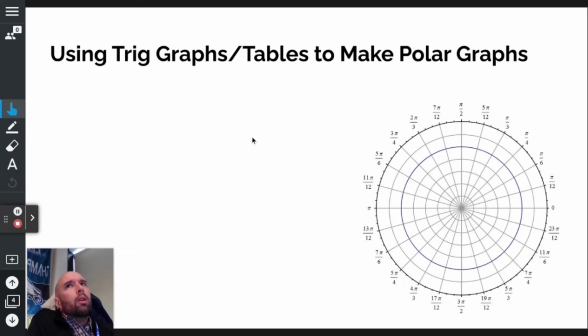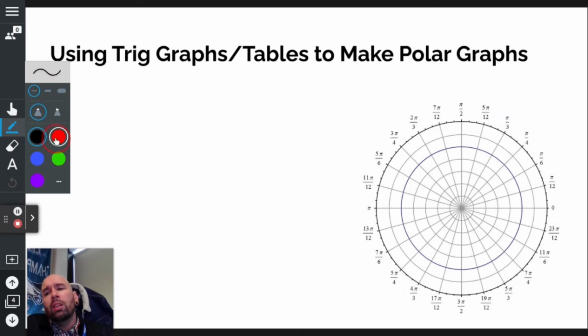All right, using trig graphs or tables to make polar graphs. You can memorize what polar graphs look like when graphing polar graphs, and we'll talk about what they could possibly look like as we do problems here. But to me, the best way to draw out a polar graph is to either make a trigonometry graph on a regular rectangular plane, or to draw out a table on a rectangular plane using the information that you have.